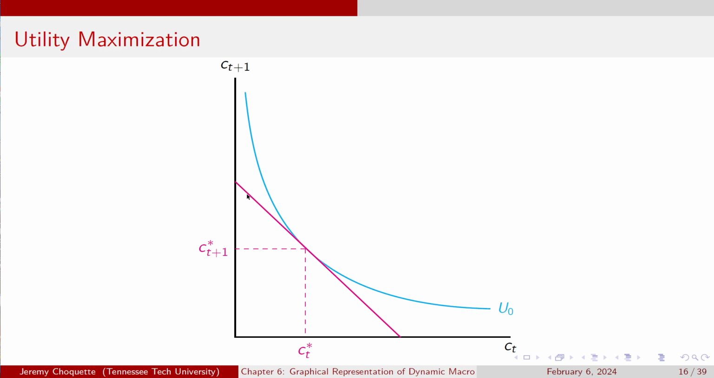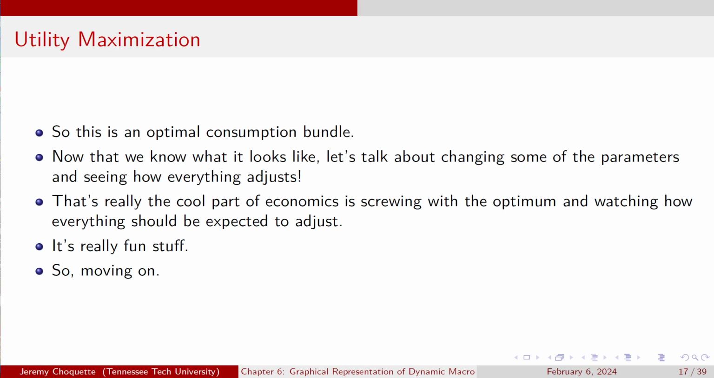Plot out U0, and then this budget line gives me a point of tangency where we have C star, like C_{t+1} star and C_t star. They're starred because these are the optimal levels of consumption for today and tomorrow. So if you see anything starred here, that's always an optimal condition, right? So this is the optimal consumption bundle, or the optimal consumption sequence over time, for this utility function given this particular budget constraint. And because this is dynamic, it's really like a sequence of consumption.